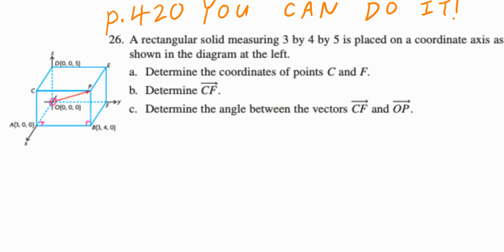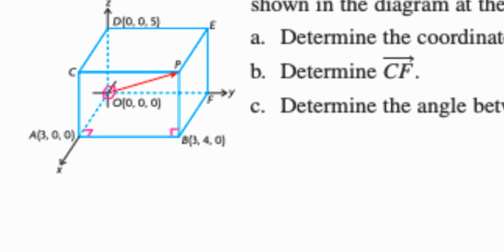Hi, everyone. Let's take a look at number 26 on page 420. A rectangular solid measuring 3 by 4 by 5 is placed on a coordinate axis as shown in the diagram at the left. Part A, determine the coordinates of points C and F.